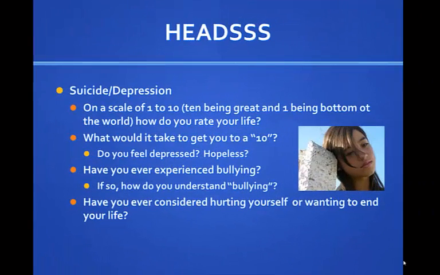Suicide and depression is next, and this is important, particularly with an increase in teen suicides of late. So on a scale of 1 to 10, how happy are they, and what would it take in order to become a 10? Have they ever experienced bullying?